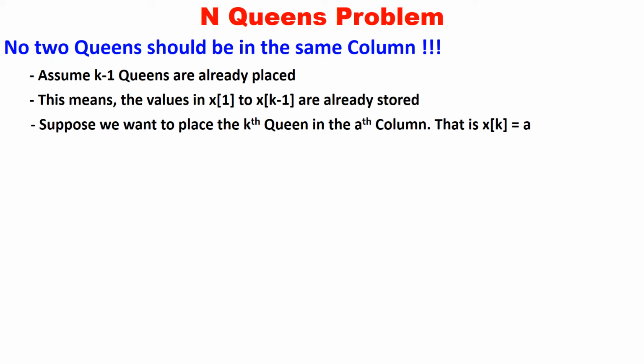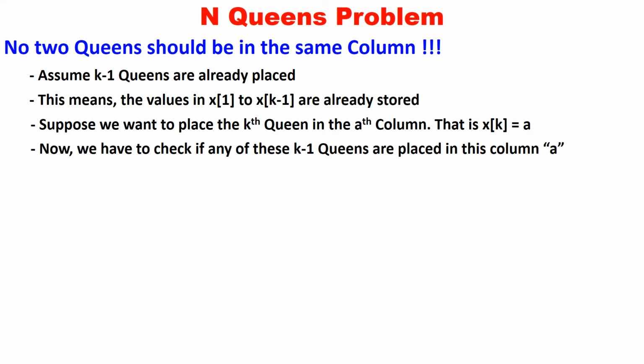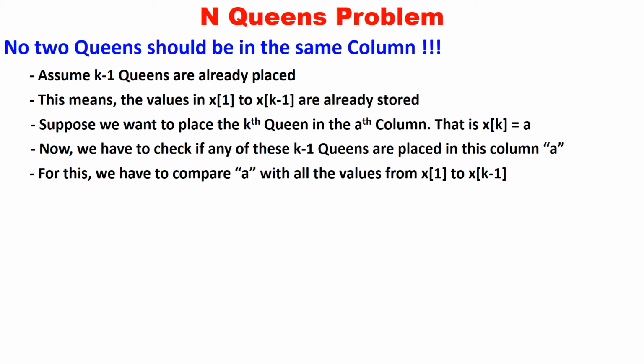So how do we know that kth queen can be placed in the ath column? If we have to place the kth queen in the ath column, none of the queens from 1 to k minus 1 should have been placed in the ath column. No queen should be there in the ath column. Now, we have to check if any of these k minus 1 queens are already placed in the column a. For this, we have to compare a with all the values from X of 1 to X of k minus 1.